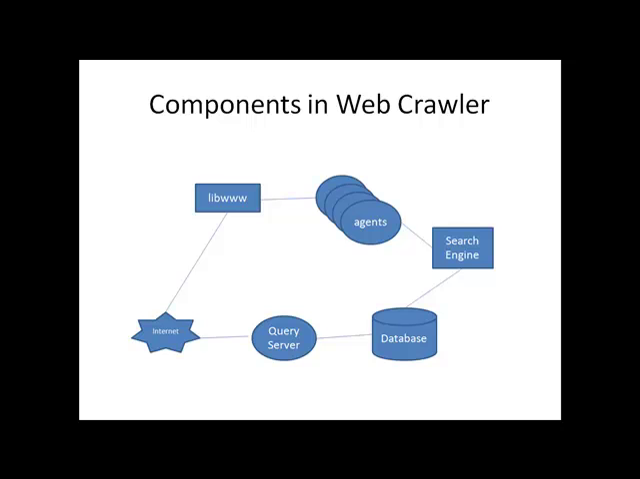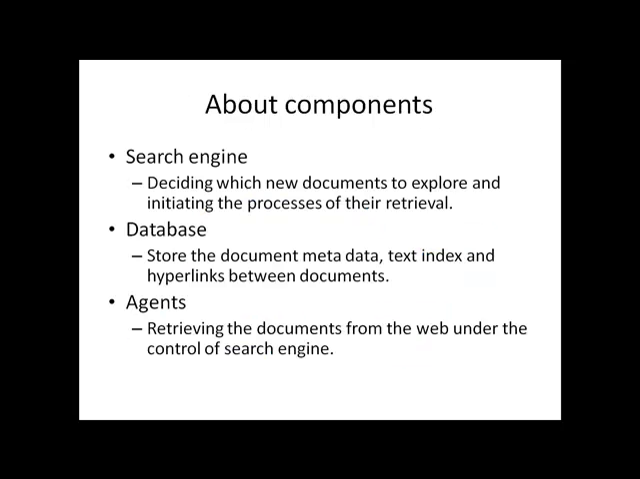Let's talk about components of a web crawler. In a typical web crawler application, you may find a search engine, a libwww, a query server, a database, and the agents. A search engine has two different roles that depend on the mode used in the web crawler. One is trying to discover new documents and select the next document to explore. The other is, when a user gives a query, looking up the index, searching for matches and initiating the process of retrieval from the database.